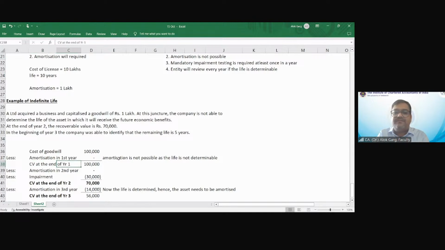What is the carrying value at the end of the first year? 1 lakh. Again, amortization in the second year is 0 because the life is not determinable, but the recoverable value at the end of the second year is given. So what is the purpose of this recoverable value? What is the use of this recoverable value in the question? Impairment loss.